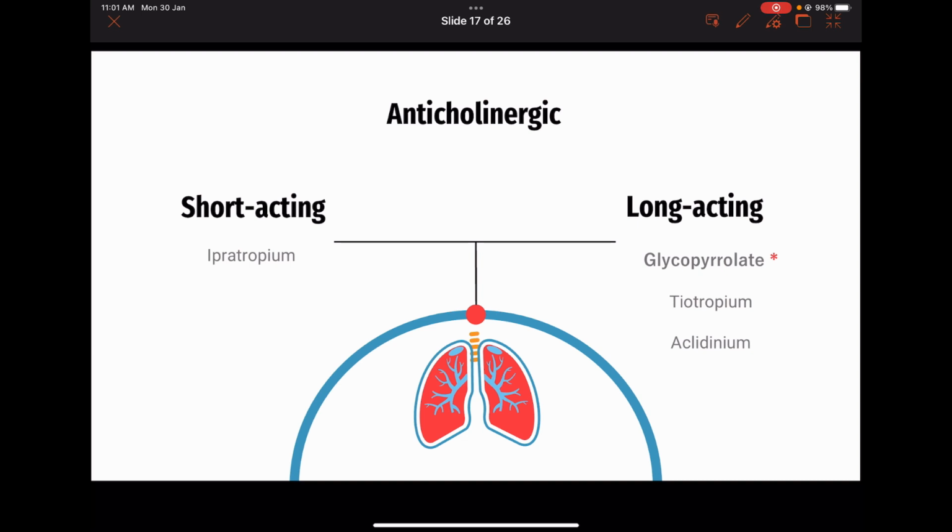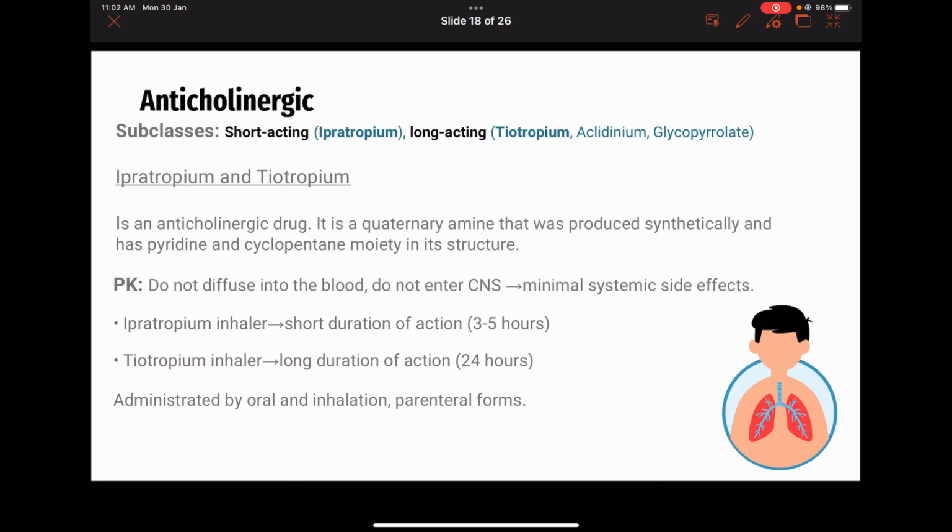Okay, good morning. I am Roaya Sharif. I want to talk about anticholinergics. They are divided into short-acting, like ipratropium, and long-acting, like glycopyrrolate, tiotropium, and aclidinium. Anticholinergics act on many receptors: M1 affects the cortex and gastric and salivary glands. M2 affects smooth muscles and cardiac tissue, and M3 affects smooth muscles and gastric and salivary glands.